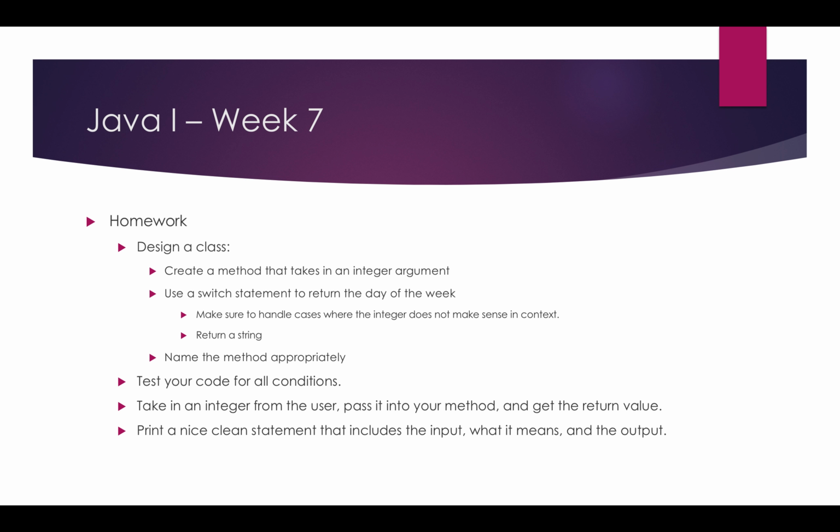Test your code for all conditions. All that means is 1 through 7, as well as a number not 1 through 7. And you want to take in an integer from the user. So you'll ask the user to enter an integer. You'll take that number, that integer, pass it into your method and get a return value.